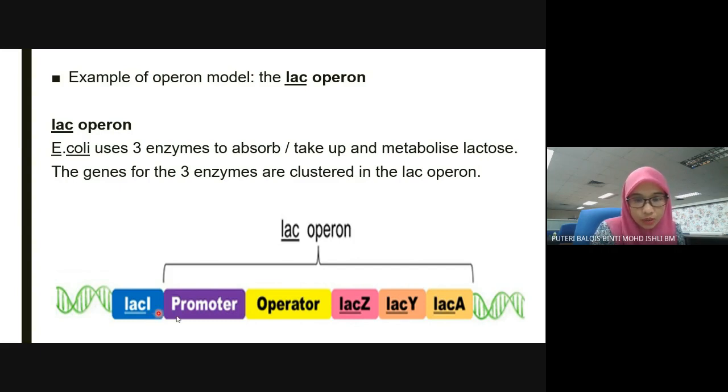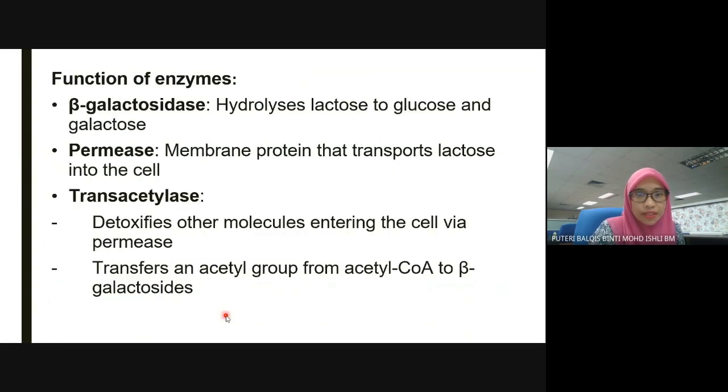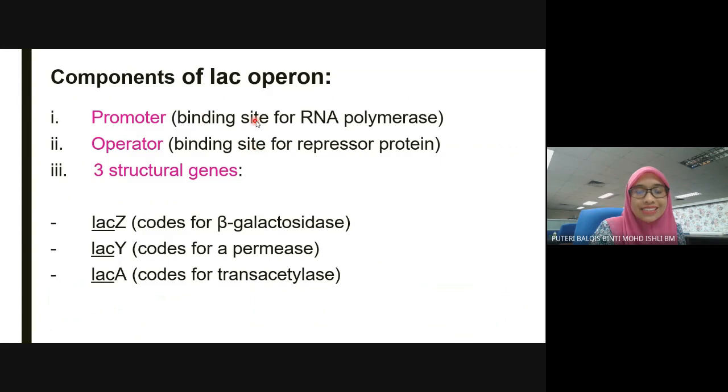Each of these has its own function. Lac I will code for repressor protein. Promoter, the function is binding site for RNA polymerase. Operator, binding site for repressor protein, and it also acts as a switch on or switch off. Operator has two functions. First, binding site for repressor protein. Second, it acts as switch on or switch off.